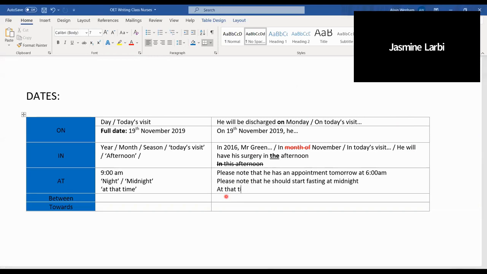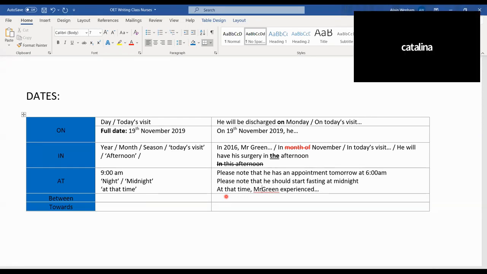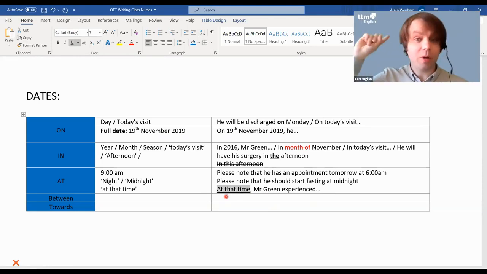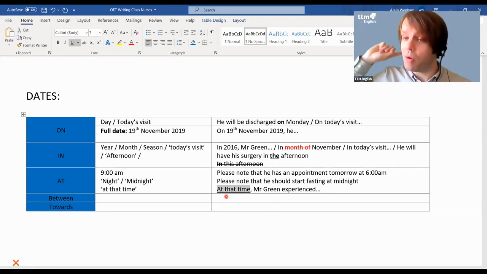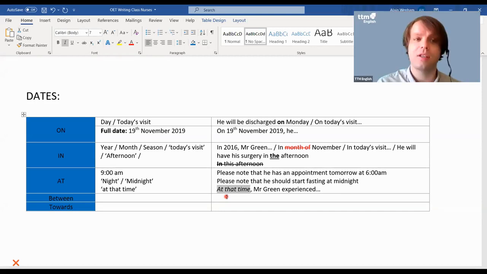Yeah. At that time, Mr. Green experienced pain, okay? What time is it? We previously mentioned this time. It's the time that you spoke about in the sentences before, right? So it's very, very useful. Mr. Green was admitted to our hospital on this date. At that time, he was experiencing, or he has experienced. Exactly. So this is one of my favorite phrases. So write it down, guys.